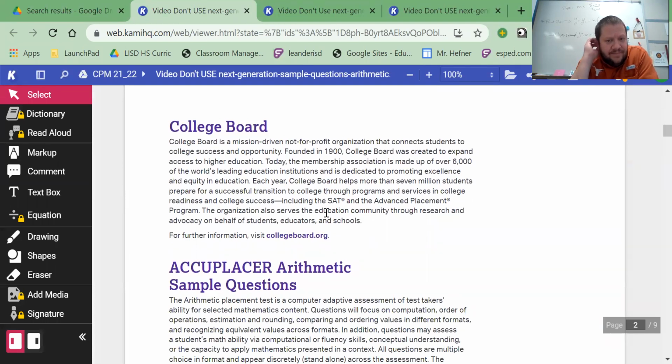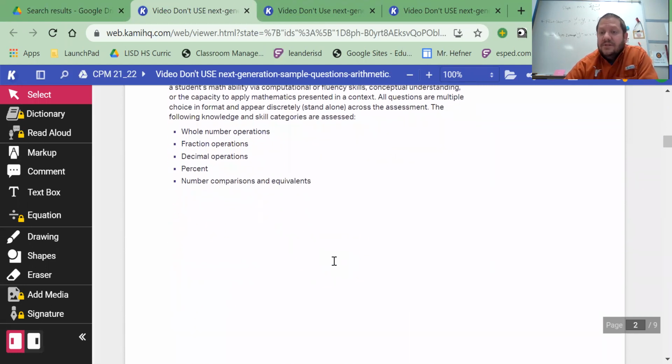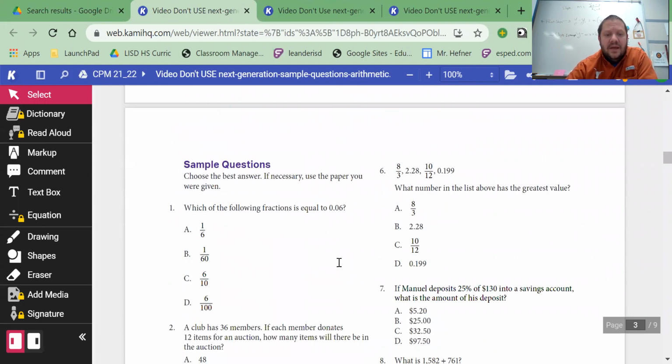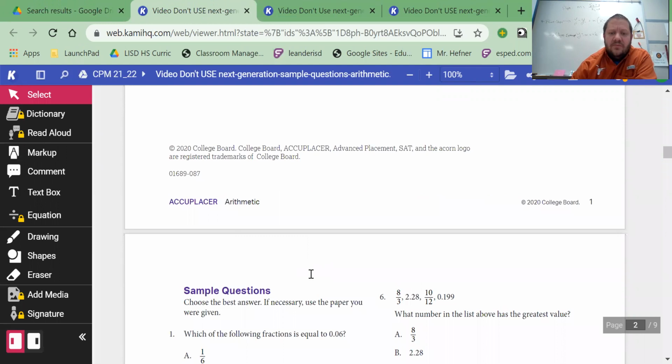Their first practice is arithmetic thinking. That's going to have a lot to do with number fluency, your operations with numbers, and comparing numbers. This is where you could get questions about percentages, and adding and subtracting decimals or fractions, and things of that nature.